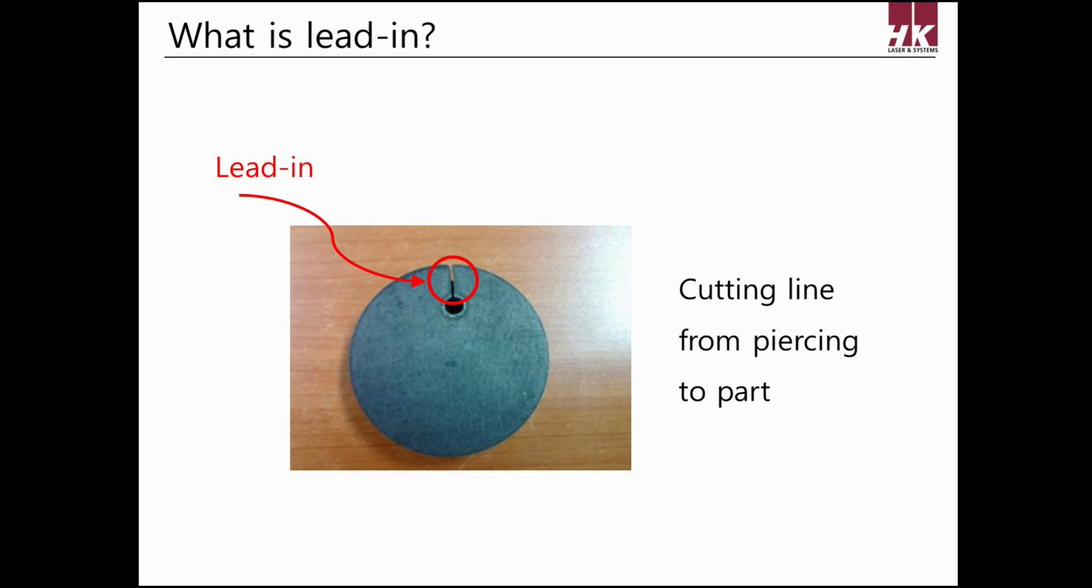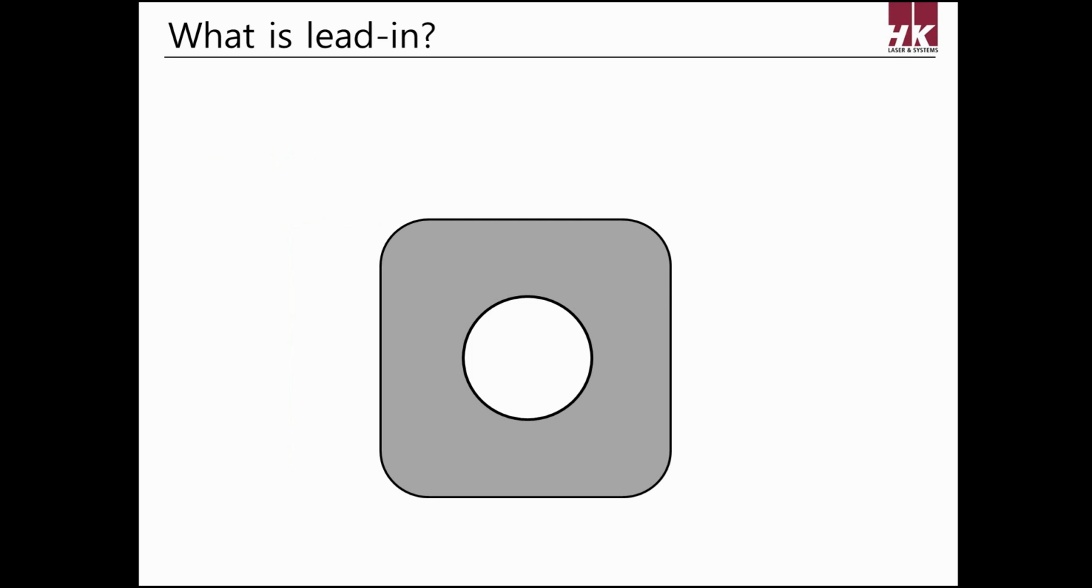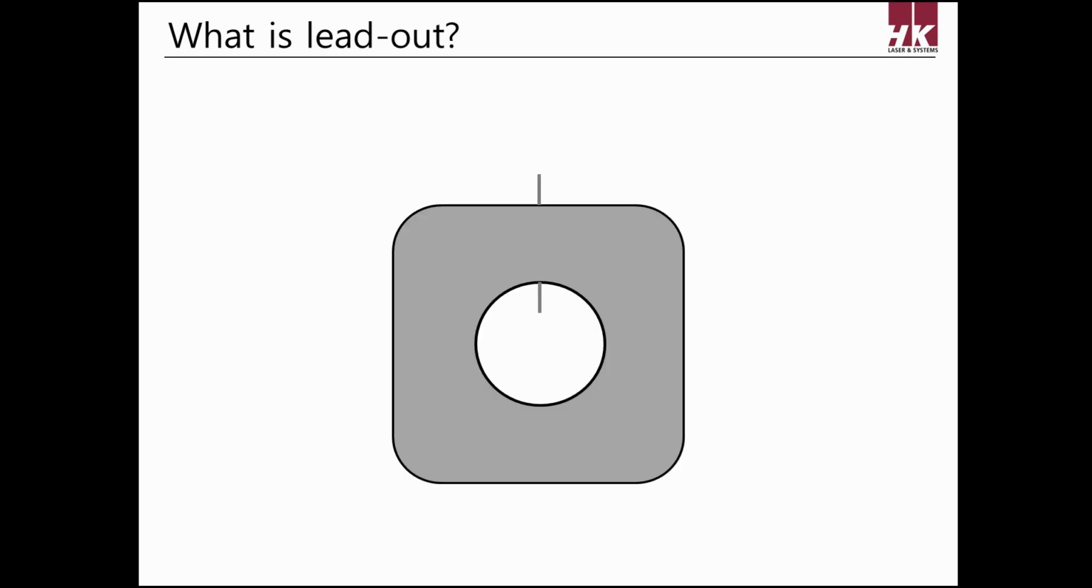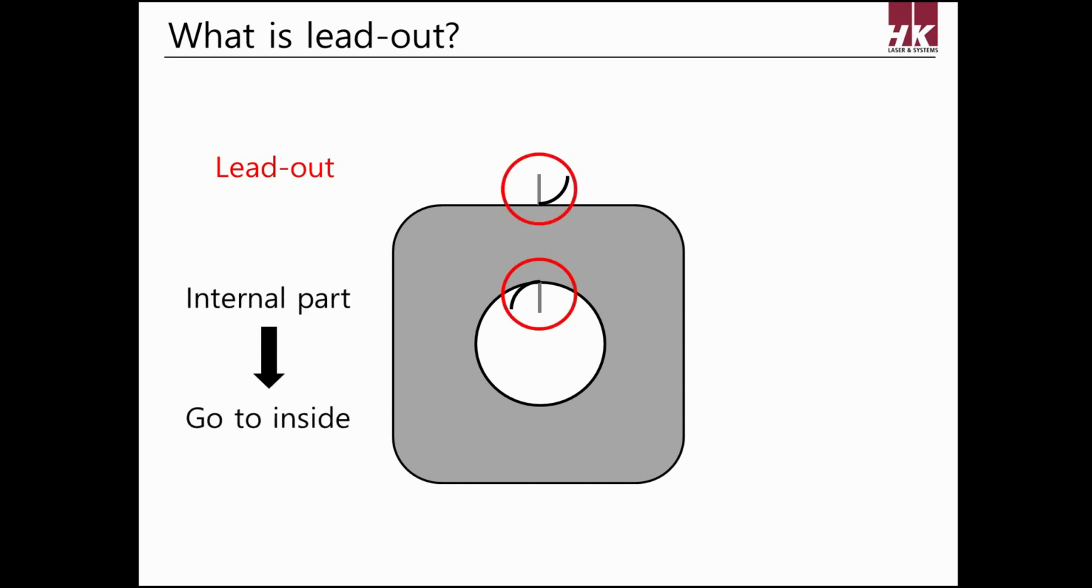The lead in is the area between piercing and shape. The position of lead in is from outside if external and from inside if internal. The lead out is opposite from lead in, usually started before cutting the part, which means a line until outside. The position of lead out is the same as lead in, from outside if external, and from inside if internal.